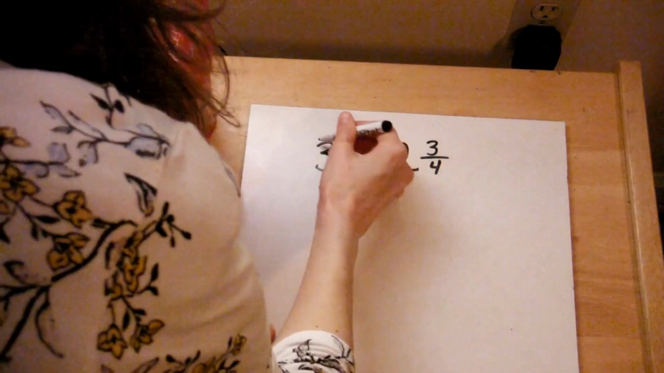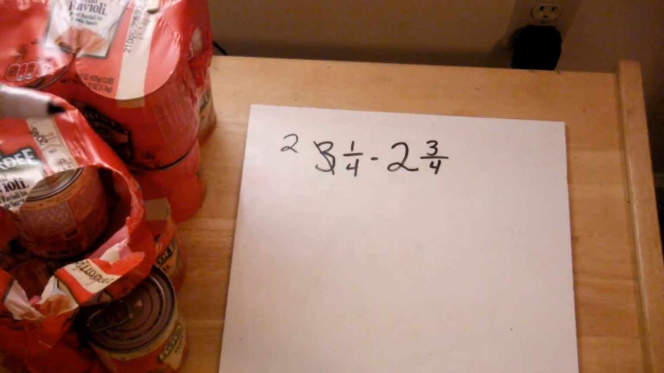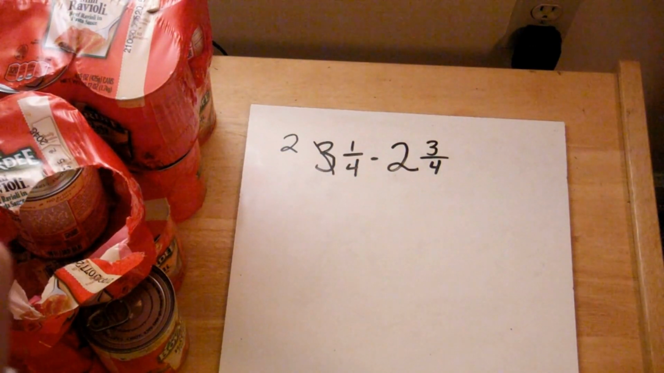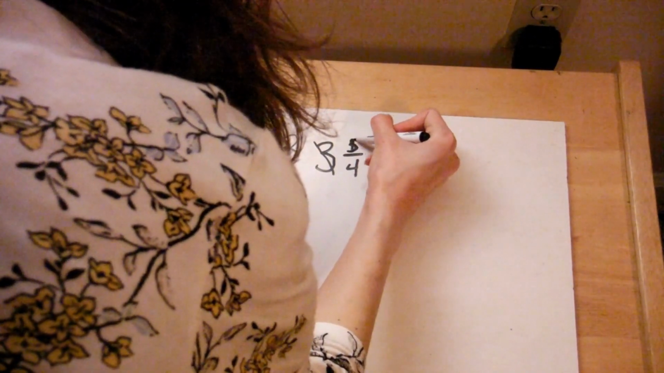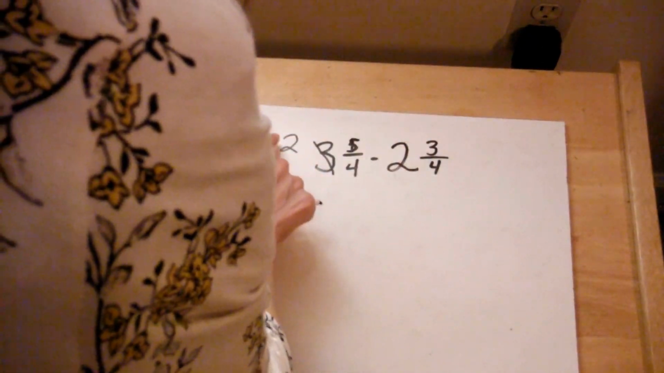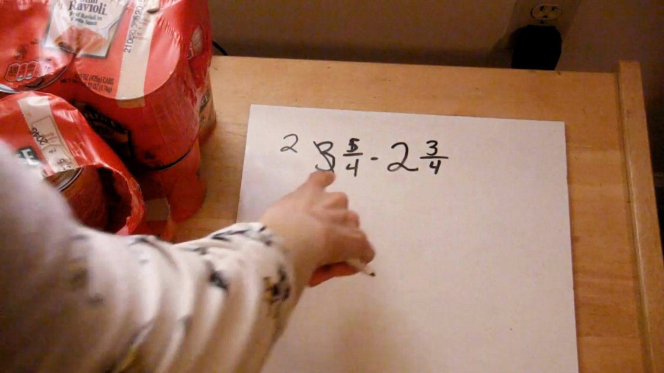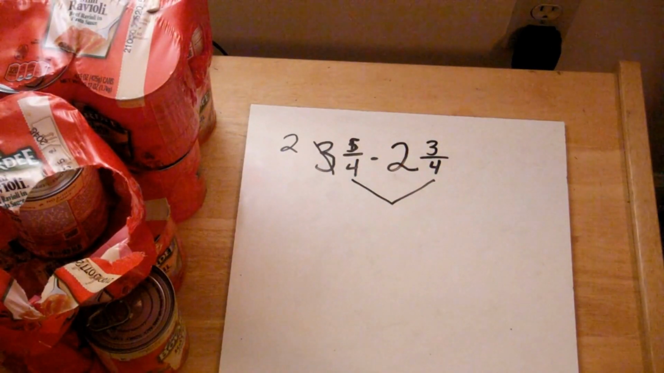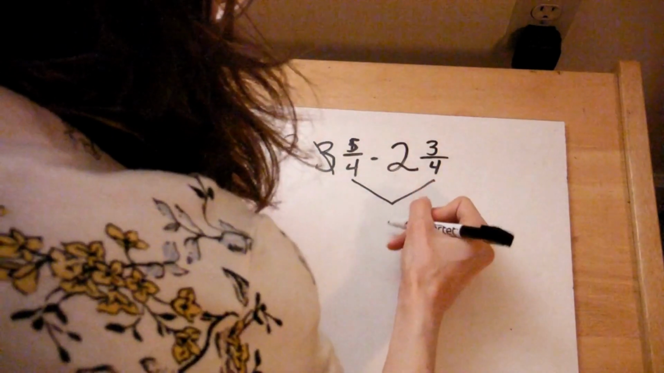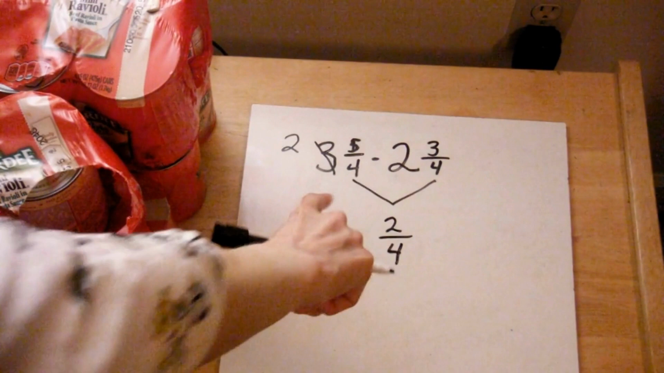I can take this 3. It's going to become a 2 as a whole. And remember, if you're putting it into fourths, it's going to be 4/4, right? So 4/4 plus 1/4 is equal to 5/4. So I just borrowed 4/4, which is 1 whole, from my whole number. Okay, 5/4 minus 3/4, can I do that? I can. So we have 5 minus 3, which is 2, and then we have 4 is our denominator.